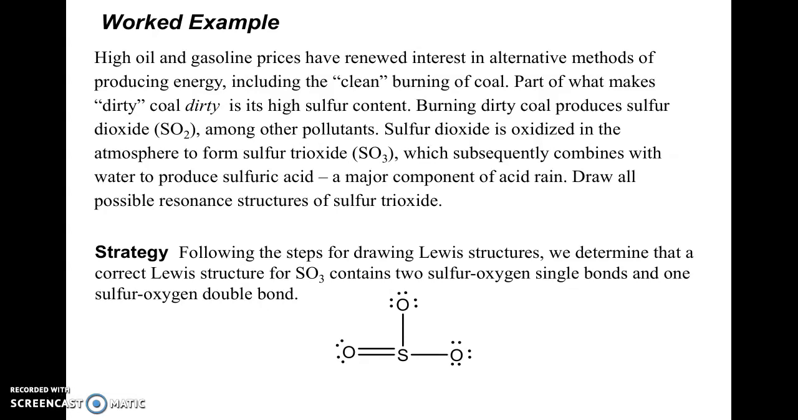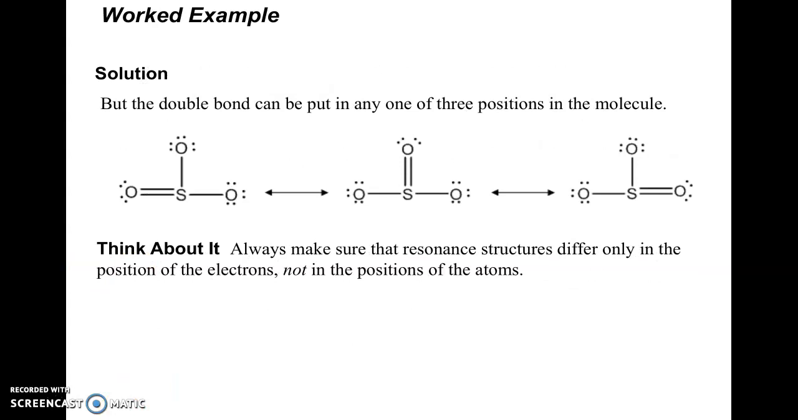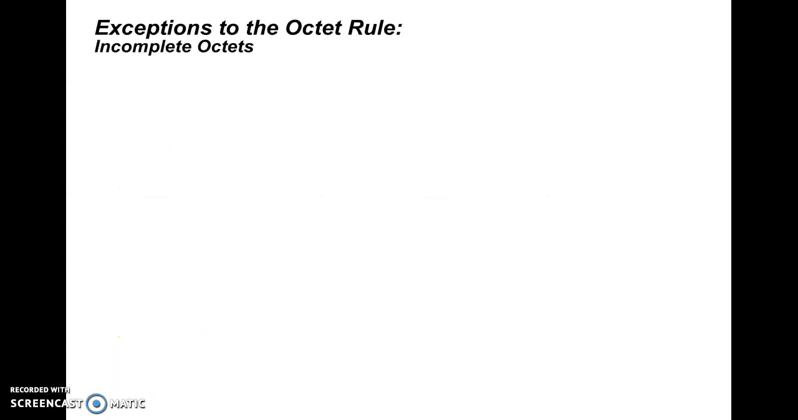2 sulfur-oxygen single bonds and 1 double bond, as shown here at the bottom of the slide. But that double bond, just like the carbonate, can actually move around, and so we put double-headed arrows between those, showing that this is a resonance structure, and we recognize that the true structure for SO3 is some average between those 3. So once again, we're just talking about a difference in the position of the electrons, not the atoms.